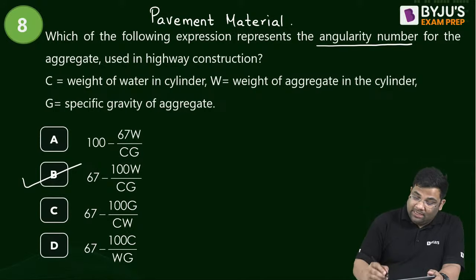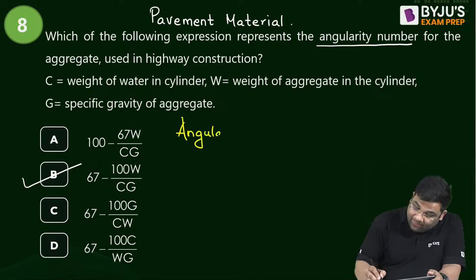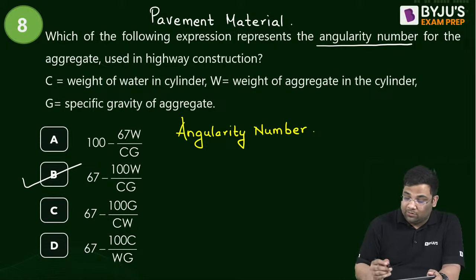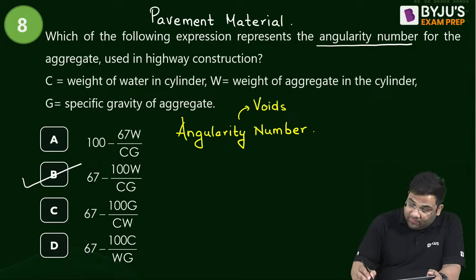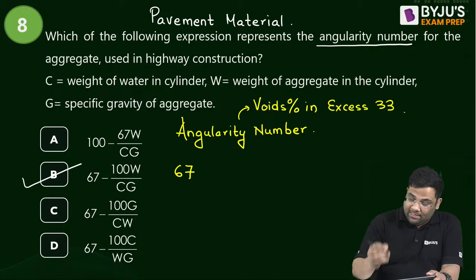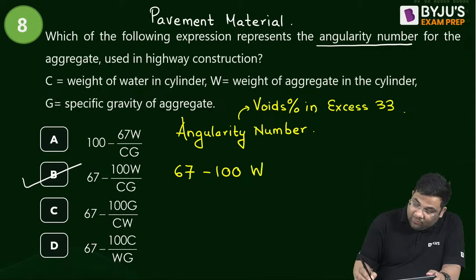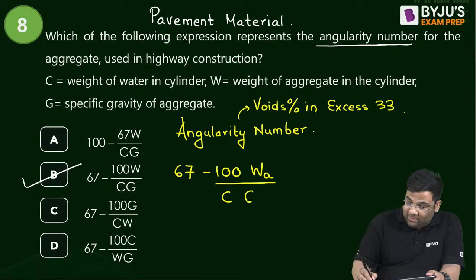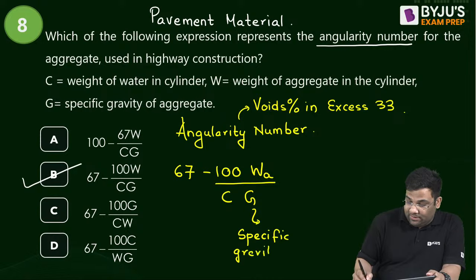Now, what is this angularity number? This angularity number is the void percentage in excess of 33. Okay, it is the void percentage in excess of 33. Yes, and therefore you can see it is 67. Why 67? 100 minus 33. And then minus 100. You can remember this as 67 minus 100 W by C. What is this W? I will tell. This is the specific gravity of the aggregate. Okay? Of the aggregate. Remember, of the aggregate, not other things.